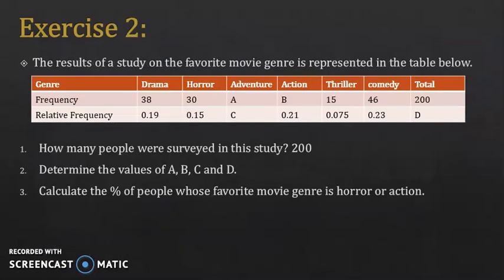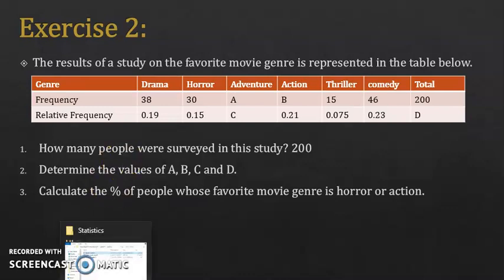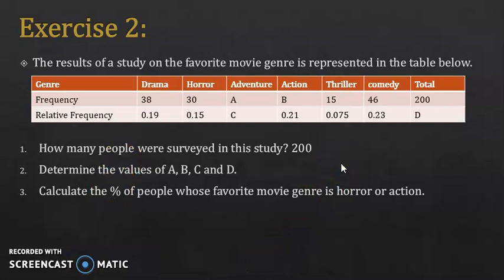Exercise 2. Now try to do this by yourself because it's pretty similar to the previous one. The results of a study on the favorite movie genre are represented in the table below. So also pause the video and try to read this table carefully by yourself. So you have these genres: drama, horror, adventure, action, thriller, and comedy. You have some of the frequencies and some of the relative frequencies, as you can see.